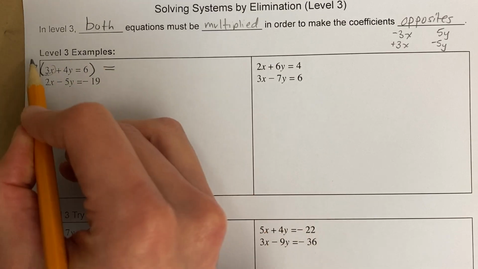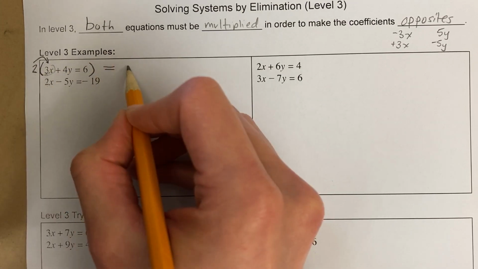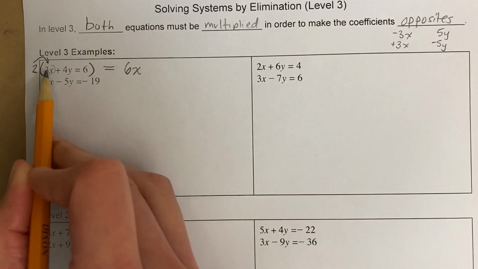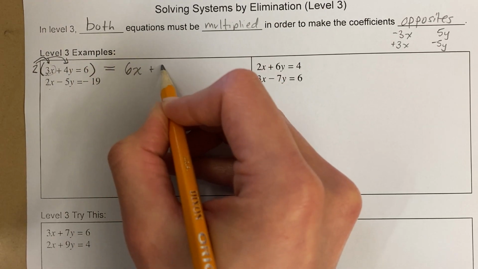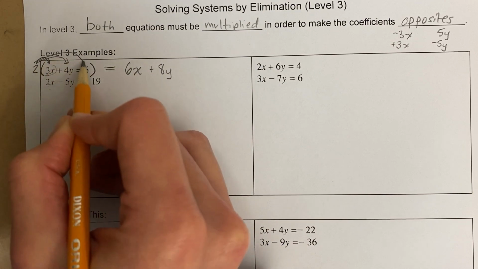Okay, so let's do that. 2 times 3, that's positive 6x. That's what I wanted, right? Remember, I want this to be positive 6x and this to be negative 6x. And then I'm doing 2 times 4y and 2 times 6.